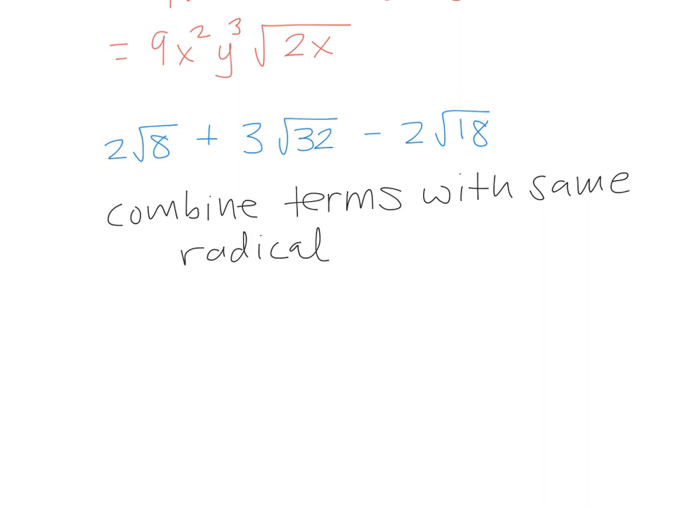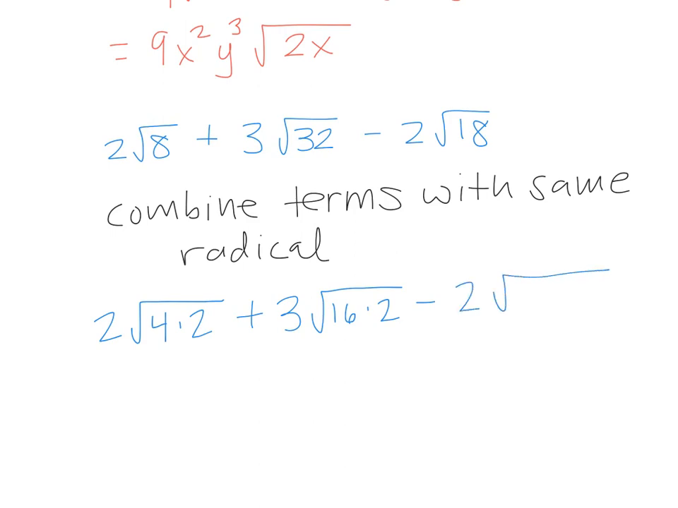So let's take that square root of 8. So we're wanting to think of factors of 8 such that one of them is a perfect square. So we've got 4. And then the next term, 32, we can write that as 16 times 2. And then the next one, we can write that 18 as 9 times 2.